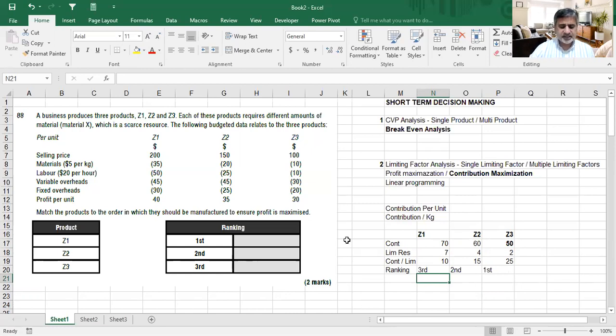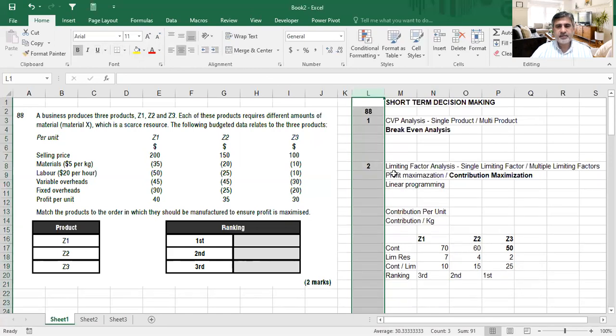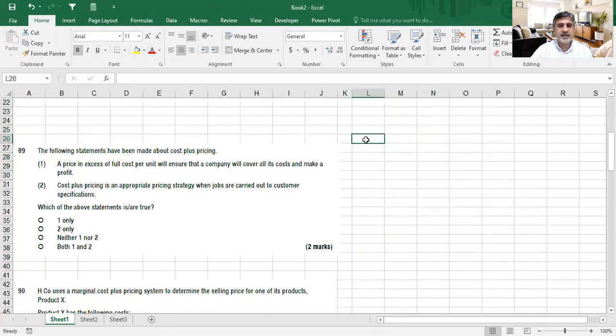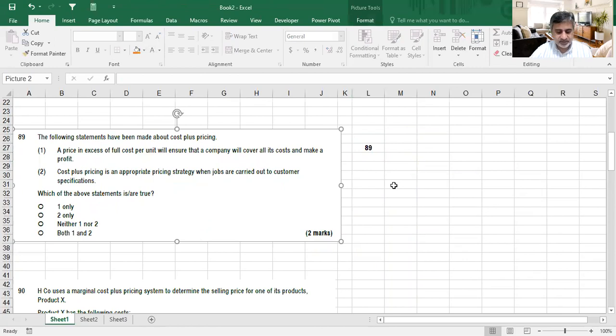It was a very short basic question, but a question which is a fundamental example of a limiting factor question with a single limiting factor. Very basic question, but an important one, because it will build up your further knowledge. This is question number 88. I can write it down here. Okay, so now let's move further. We go to question number 89. It's a theoretical question. Everybody please read it quickly and then we will answer.